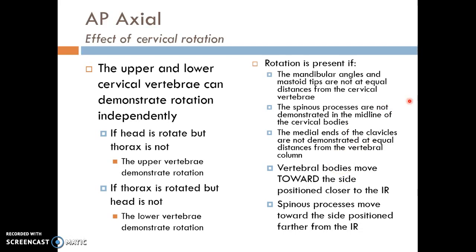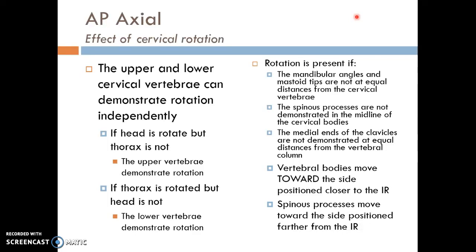The effect of rotation on the cervical spine. The upper and lower cervical vertebrae can demonstrate rotation independently. If the head is rotated but the thorax is not, the upper vertebrae will demonstrate rotation. If the thorax is rotated but the head is not, the lower vertebrae will demonstrate the rotation.